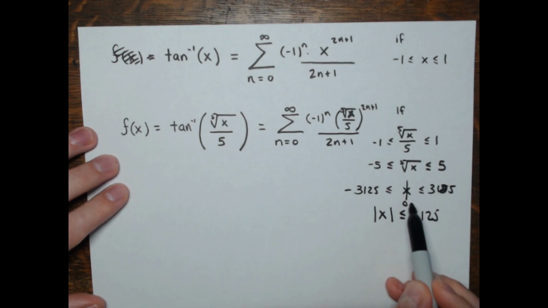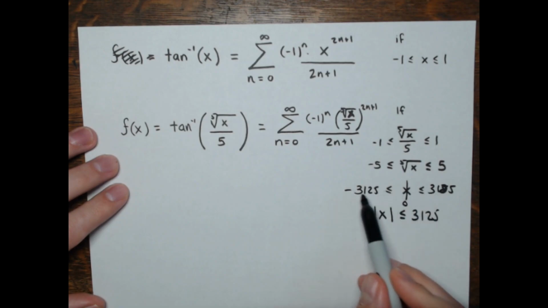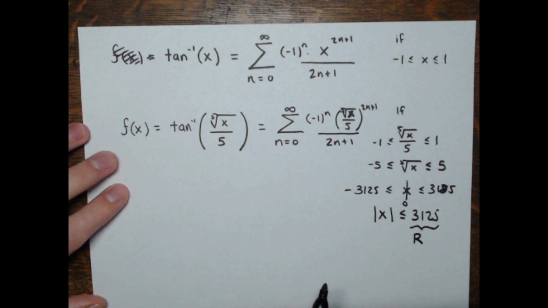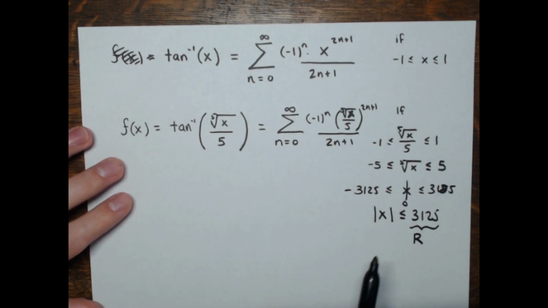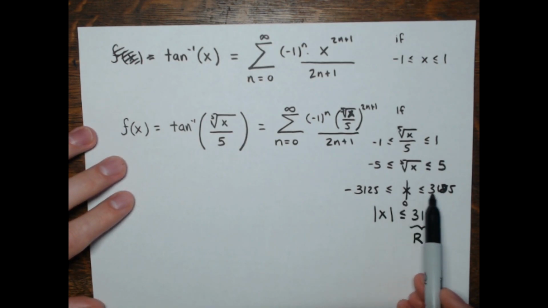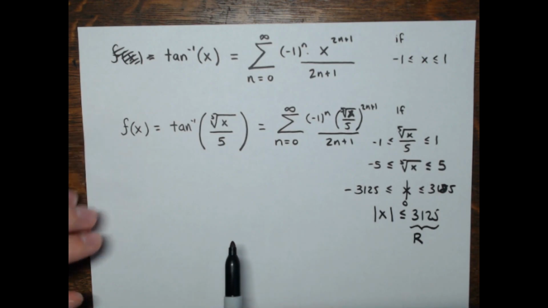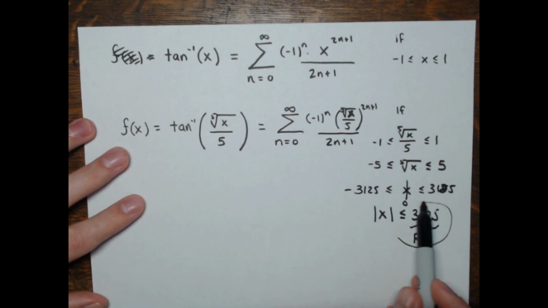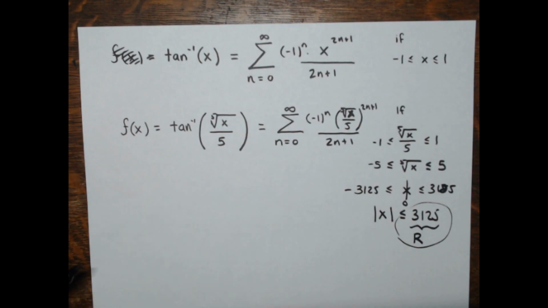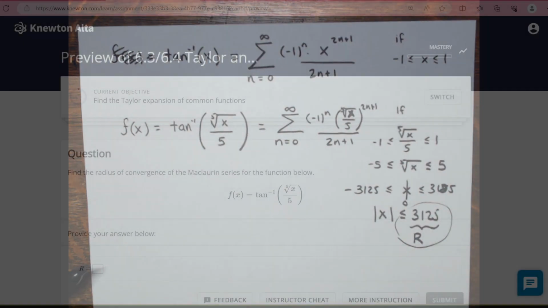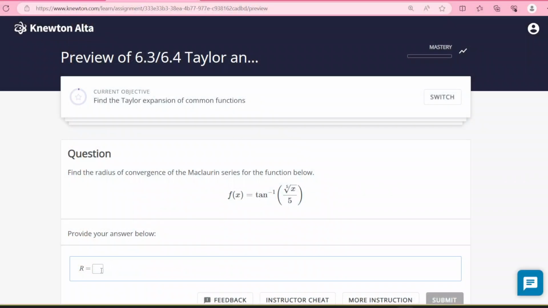The center's at 0, right? And the distance to either end here is 3,125. That's called the radius of convergence, remember? R, the distance from the center to either end of the interval of convergence. And this is what they're asking me for, right? The radius of convergence for this series.